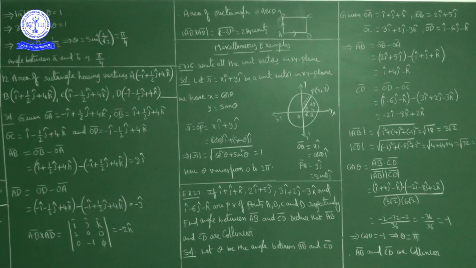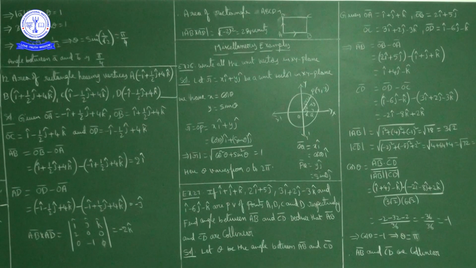So this gives all unit vectors in xy plane. Here theta varies from 0 to 2 pi. By giving different values for theta, from 0 to 2 pi, we will get different unit vectors in xy plane. This gives all unit vectors in xy plane.